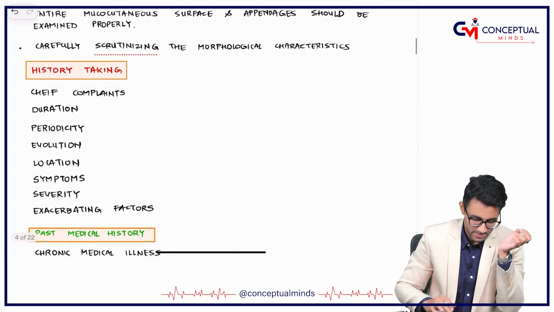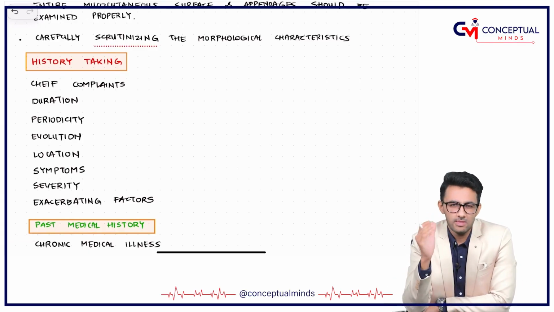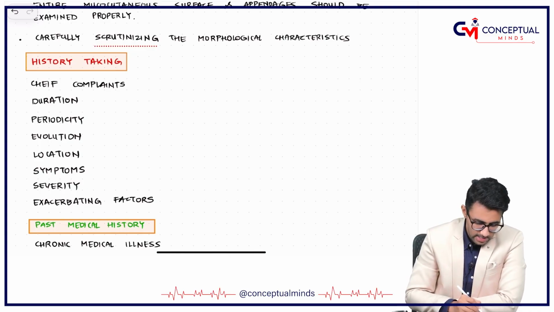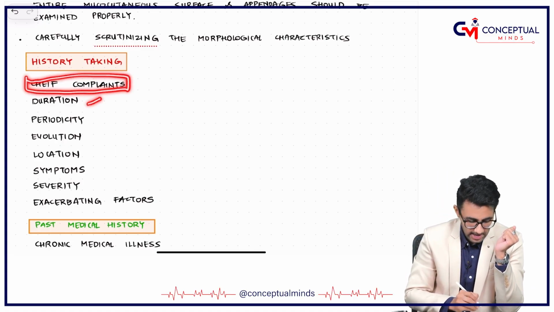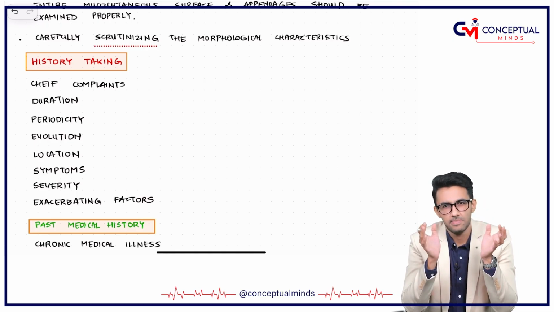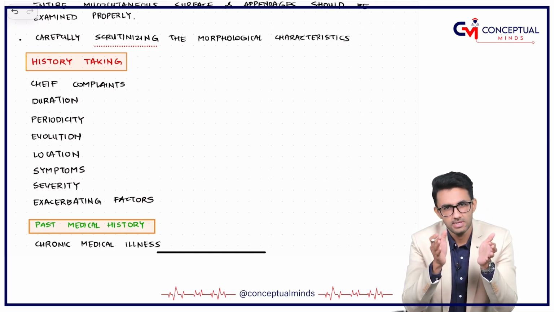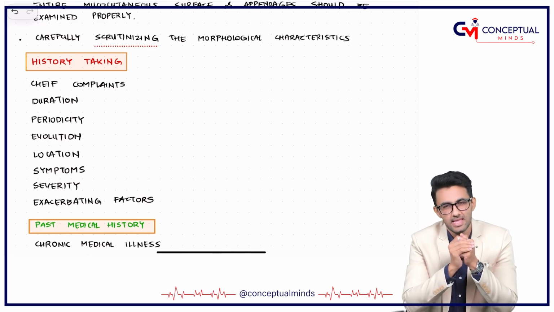Just to talk more about the history taking part. When the patient walks in, first of all we ask them to tell us from when it is happening. So we ask the duration, and the chief complaint, the reason the patient has come to find us, right? And the periodicity, when does it happen. The next one is evolution: from when the lesion appeared until now, did the patient find any changes in it? That is what evolution is.